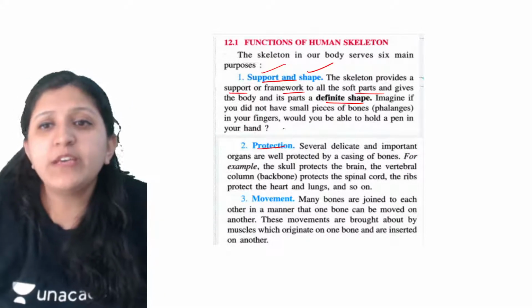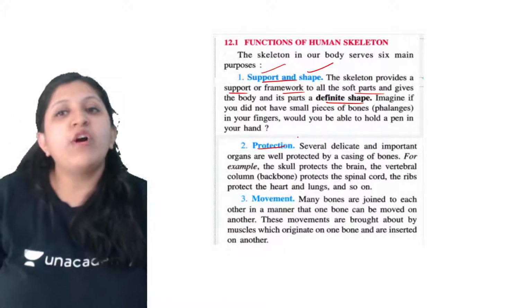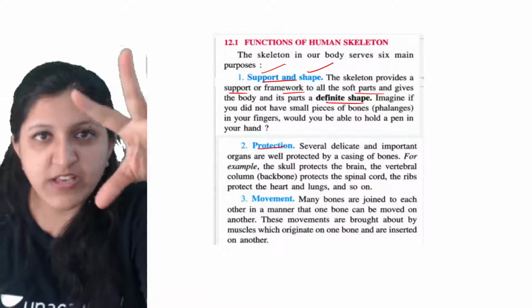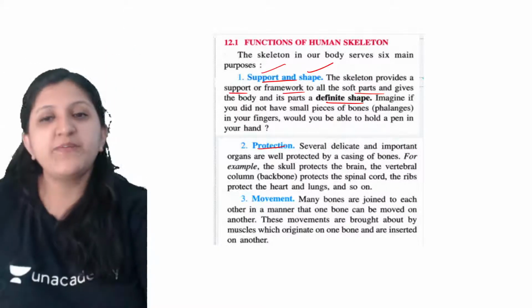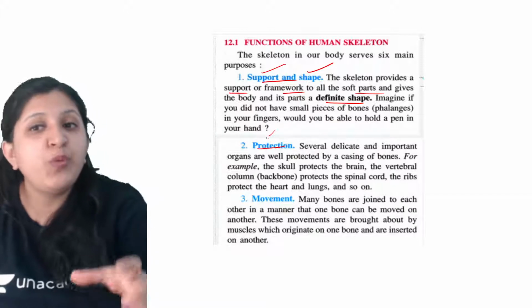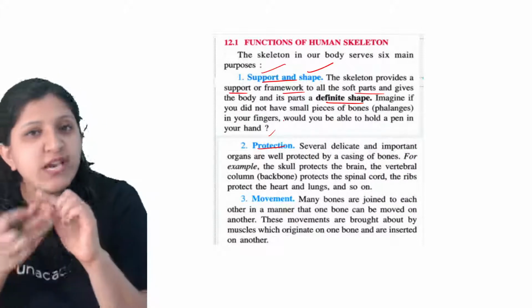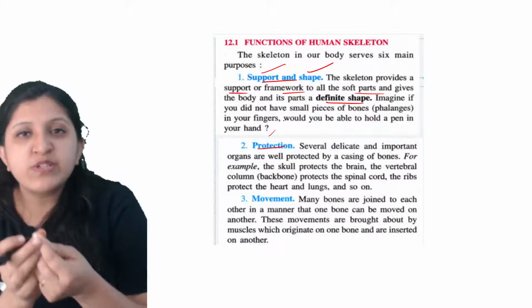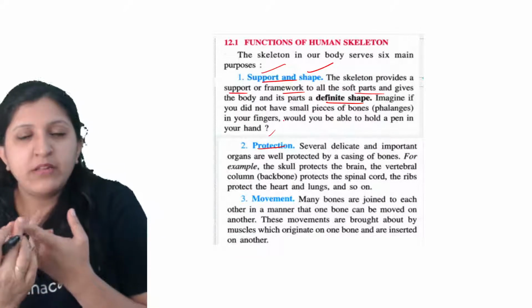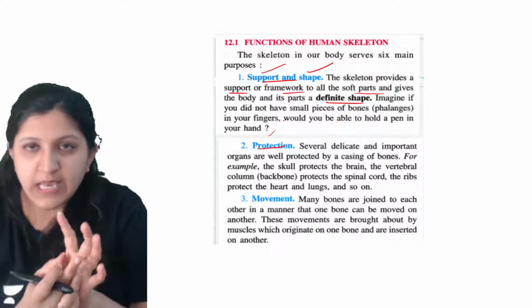Imagine if you did not have the small pieces of bones here in the hand. The phalanges, in your fingers. If these were not there, would you be able to hold a pen? With just the muscular tissue, it would not be possible. The bone is essential.